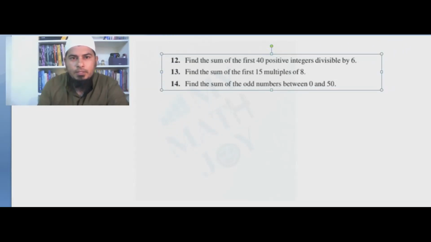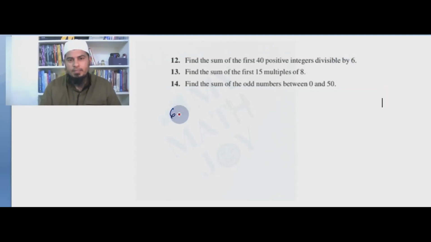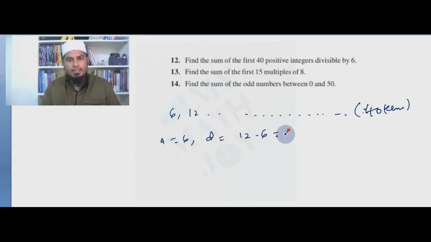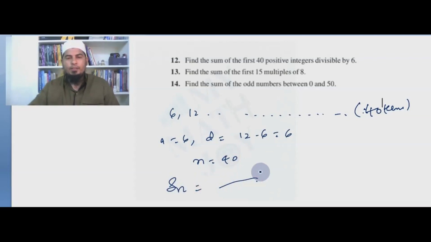Here, the question is to find the sum of the first 40 positive integers divisible by 6. So you need to collect all the numbers which are divisible by 6, and it will be 6, 12, and so on. Till how many are we taking? 40 terms. So A is 6, D is 12 minus 6, again 6, n is 40. He wants Sn to be found, so you can do this problem in this fashion. Now please complete this simplification and proceed.